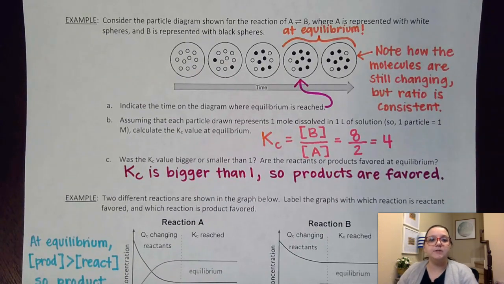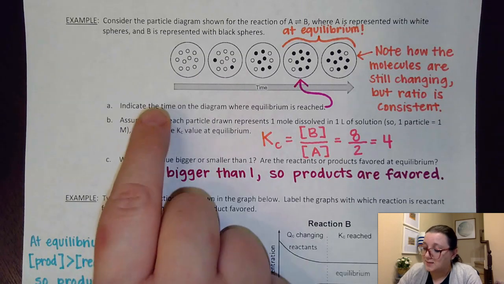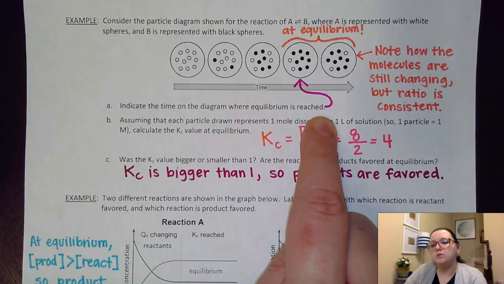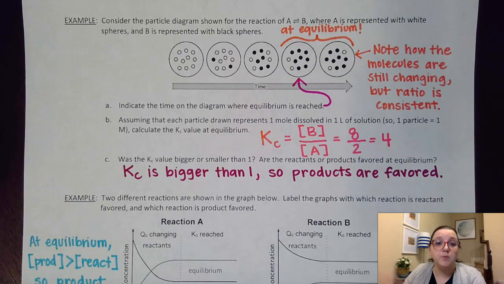So this next one said, consider the particle diagram shown for the reaction of A going back and forth to B, where A is represented with white spheres and B is represented with black spheres. The first question asks us to indicate the time on the graph where equilibrium is reached. To answer this, I would look at how many particles I have of both the reactants and products in each of these time situations and see where things start to stabilize out.